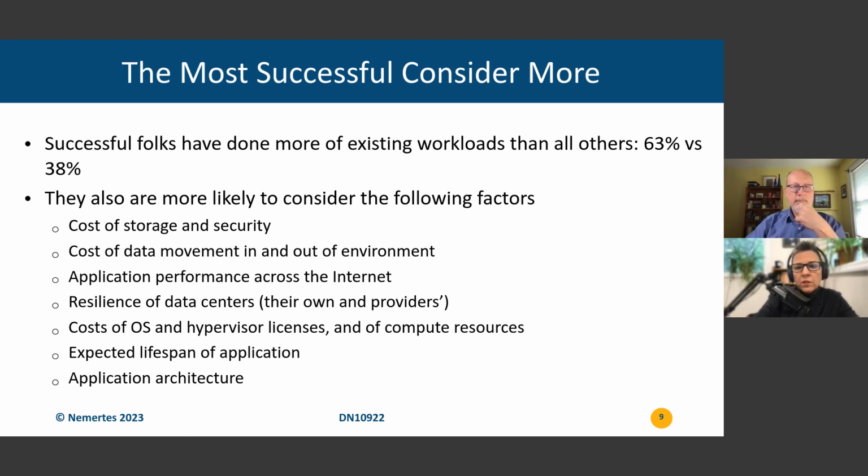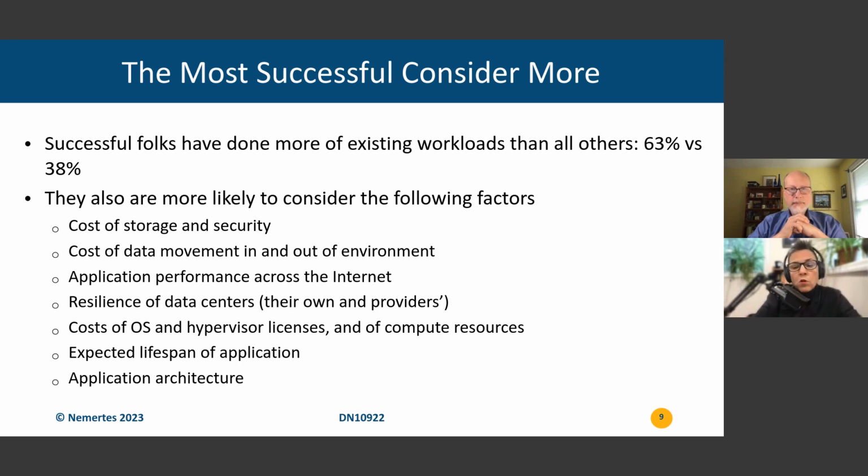As John alluded to a little bit earlier, successful folks are the folks with the shortest time to recover from any kind of outage or issue. So the assumption is moving to cloud makes your infrastructure more robust and resilient and agile because it's more responsive quickly. So that's what we used as our definition of success. And what we found is that the successful folks had applied WPP to more of their existing workloads than all others. 63% of their workloads versus 38% for the all others group.